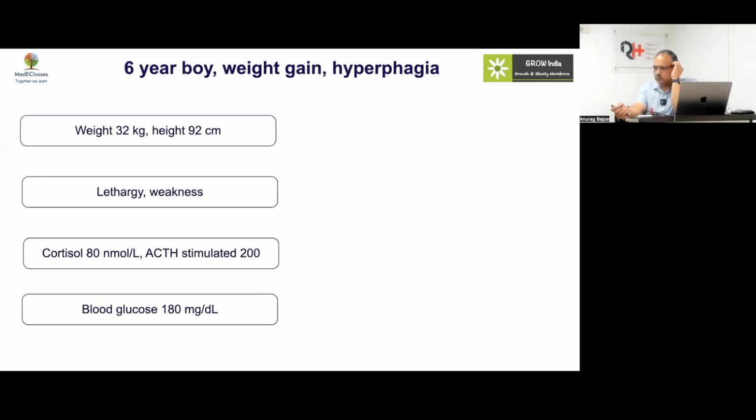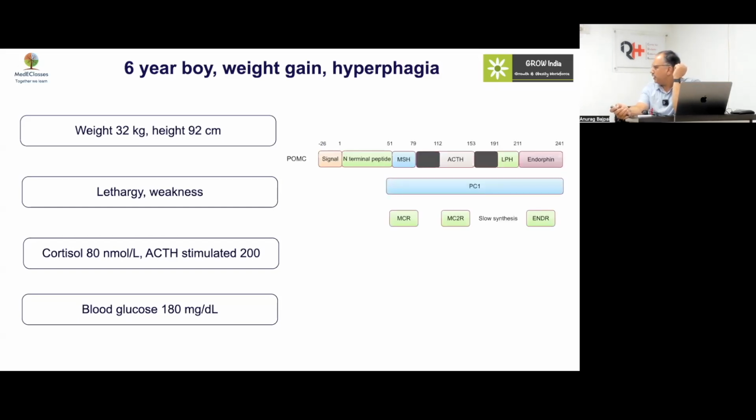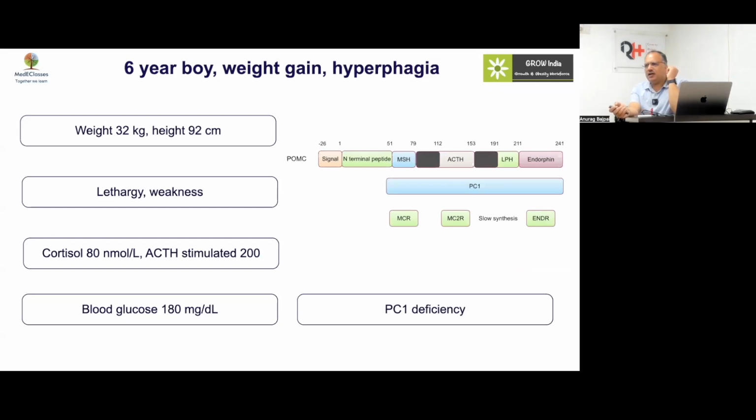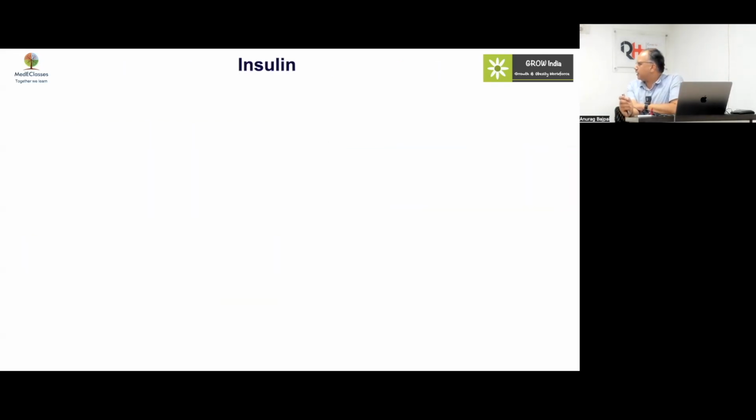Yeah. So we don't know at the moment whether it is central or peripheral. So we have to think of other possibilities in that regard. If you have a PC1 defect, you will have a combination of GnRH deficiency, diabetes, and diabetes insipidus may also happen in that perspective.